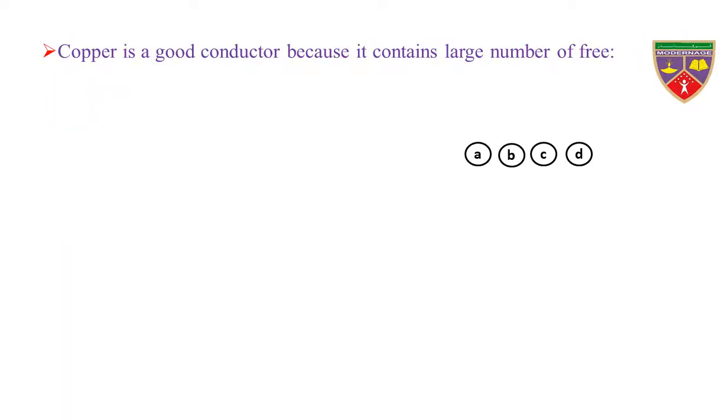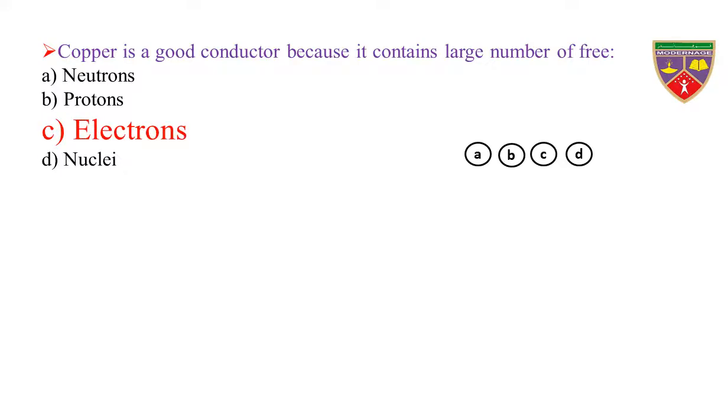Copper is a good conductor because it contains a large number of free: option A, neutrons; option B, protons; option C, electrons; option D, nuclei. The key is electrons. Therefore, the correct option is C.